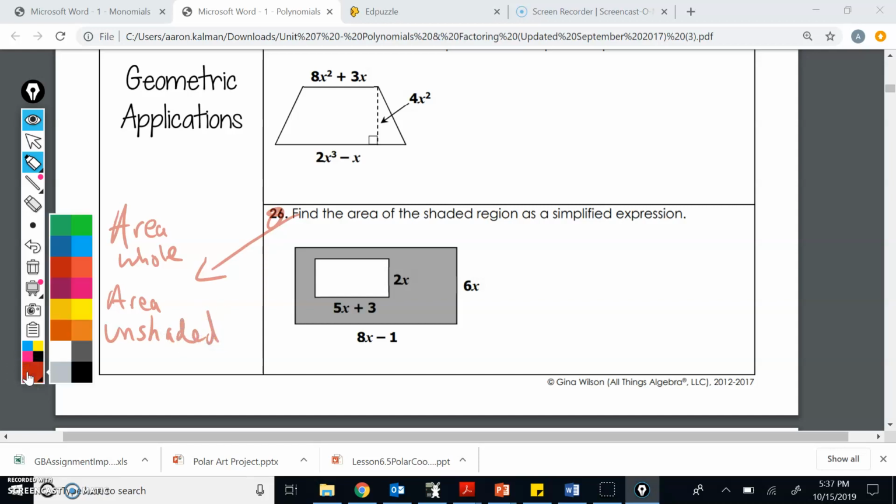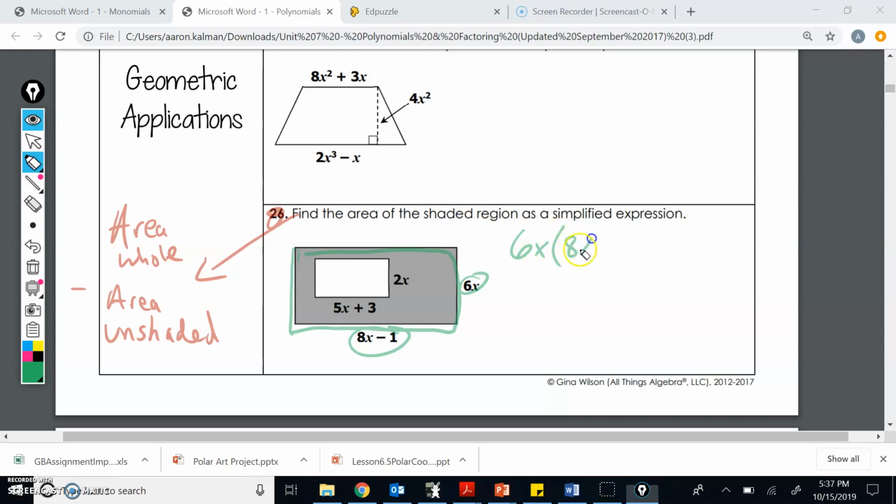Let's do that for this problem. The area of the whole thing is this whole rectangle here. The formula for area of this rectangle is length times width. So we're going to do 6x times 8x minus 1. But then we're going to subtract the area of this unshaded part, which is 2x times 5x plus 3. Doing that will give us the area of this gray region.